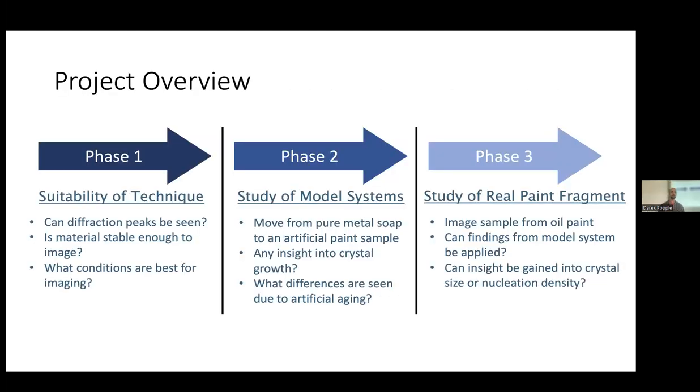So the project has three main phases. The first is just assessing the suitability of the technique. We had a good hope that this would actually be a good technique, but sometimes the materials can be too beam sensitive, or you might not have the correct resolution of the diffraction pattern, like the materials may not scatter strongly enough. And so we weren't even sure if we could get signals. That was the first check. In addition, we were trying to figure out what the ideal conditions were for imaging. And then as we moved from our reference material, we want to start to look at artificial paint samples.